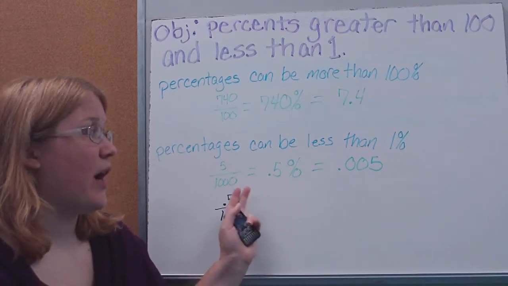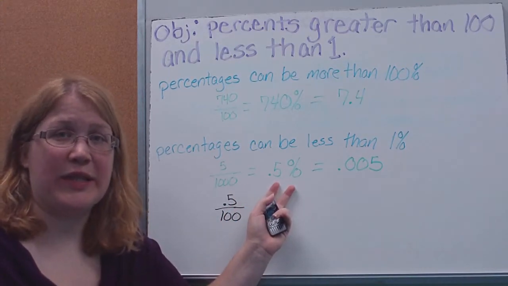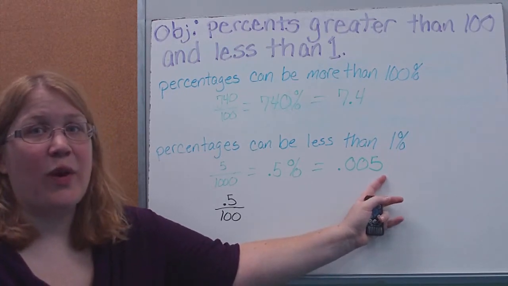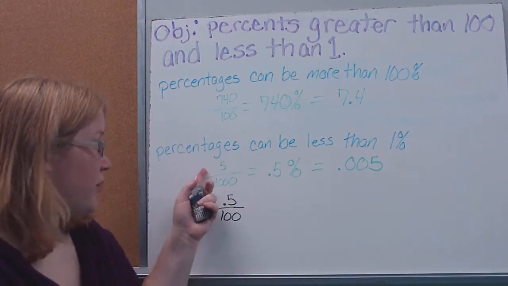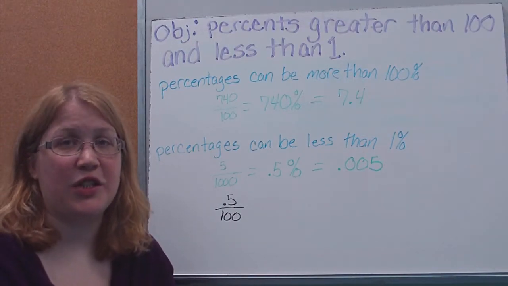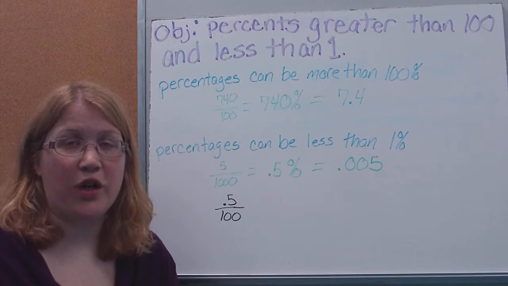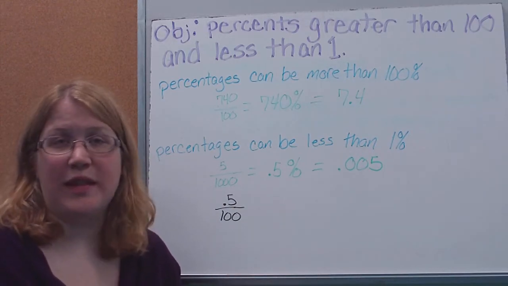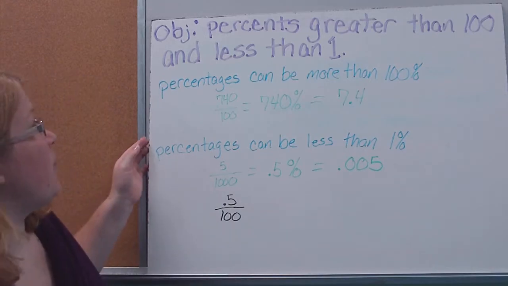Then if we took this and changed it into its decimal form, I'm going to wind up with 0.005. So I went with 5 1,000ths, which is what we had over here. So we can have percentages that are greater than 100 and less than 1. We still would write them and convert them the same way we did the other ones. So we'll do a few examples of that.